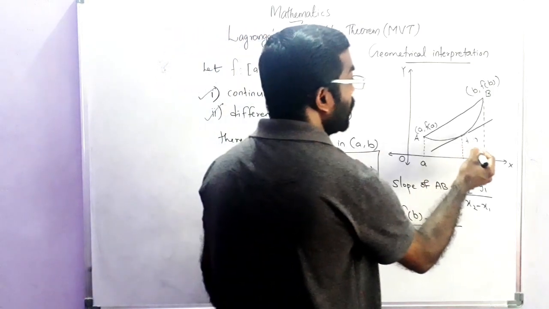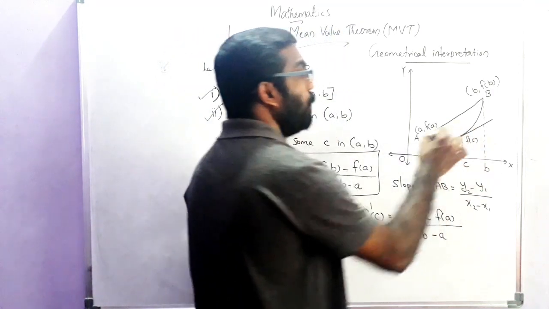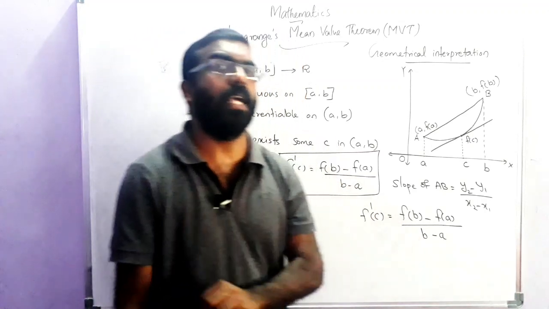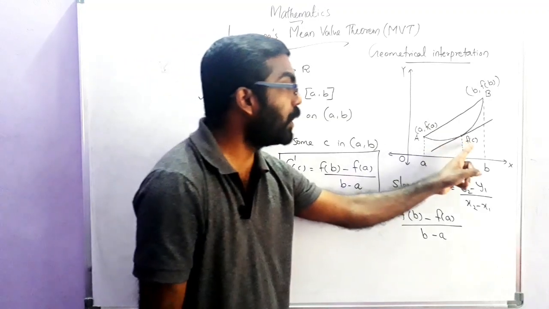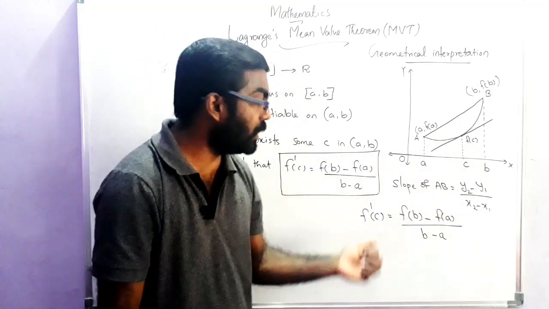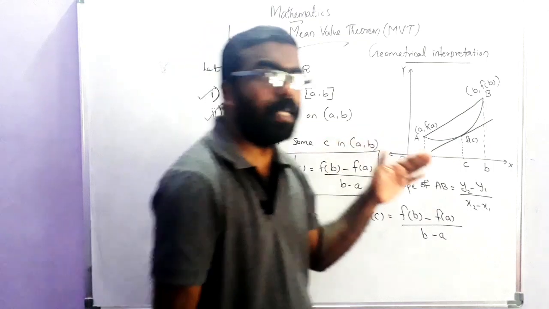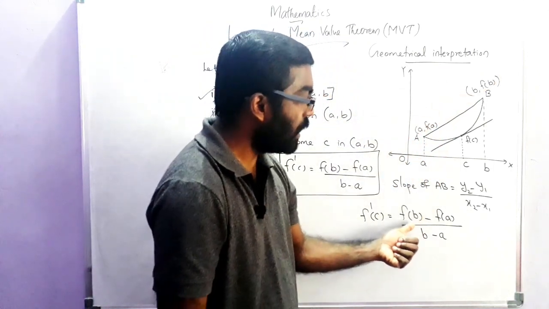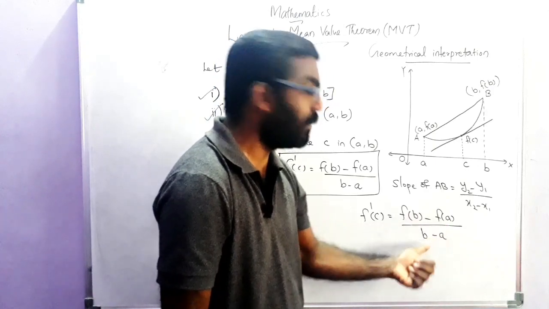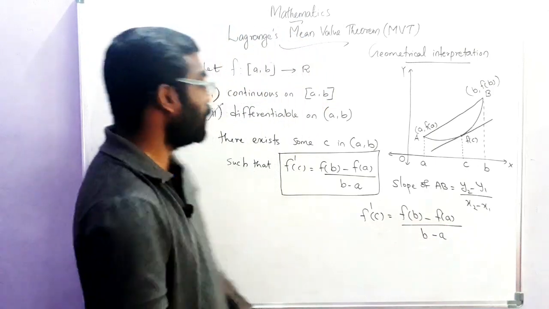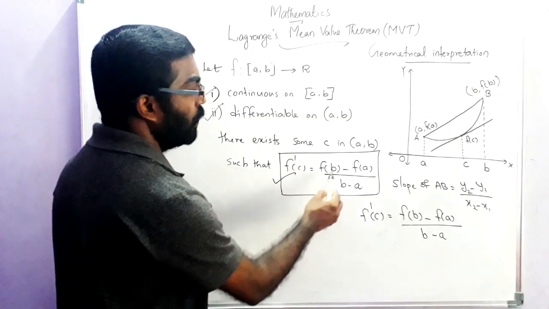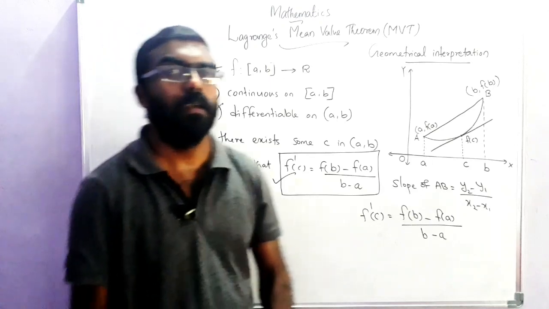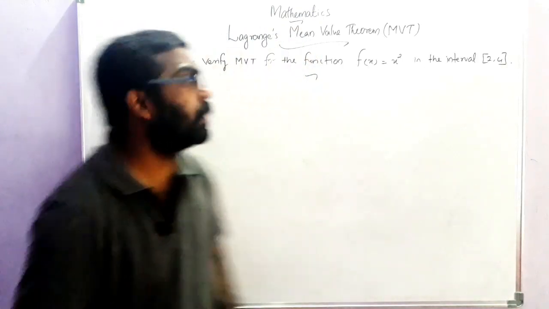So here the point is (c, f(c)) and the slope of the tangent at that particular point is what? The derivative at that point. That means the derivative is f dash of c. It will be equal to the slope of AB, and slope of AB we found as f(b) minus f(a) divided by b minus a. That means f dash of c is equal to f(b) minus f(a) divided by b minus a. Clear?